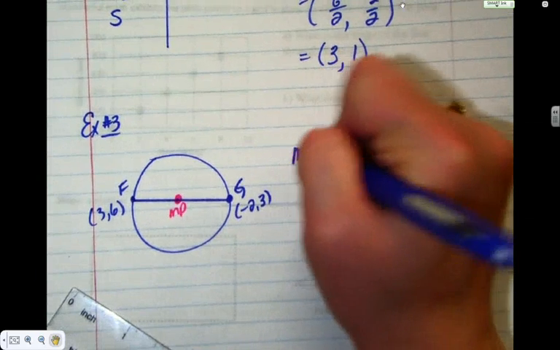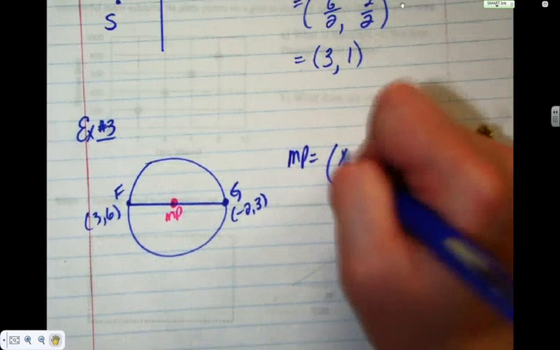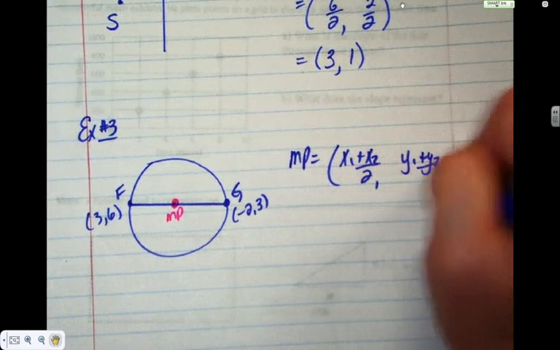Formula is MP equals, Kelston, that's really distracting. It's so shiny and pretty. x1 plus x2 divided by 2. y1 plus y2 divided by 2.